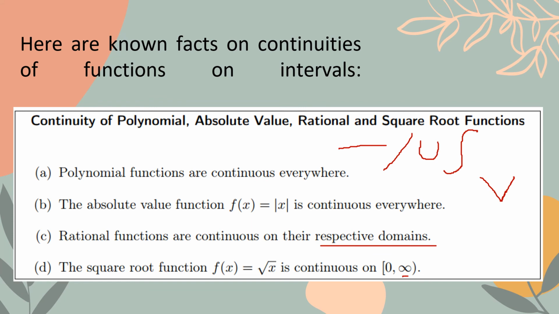Unsa to? Polynomial functions, continuous. Absolute functions, continuous. Unsa may restriction, ang rational ug ang square root. Ang rational, dili pwede ang denominator mahimong 0. Ang square root function, dili pwede ang radicand, the function inside the radical sign, is not negative. Negative ray kontra ni square root. Kani 0, rational, kani negative ang radical sign. Or ang radicand, sorry.